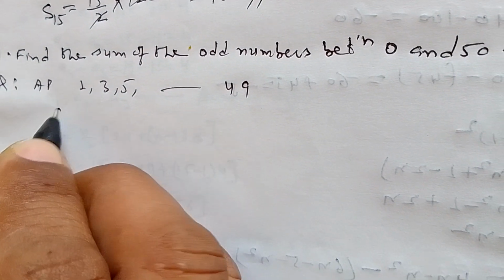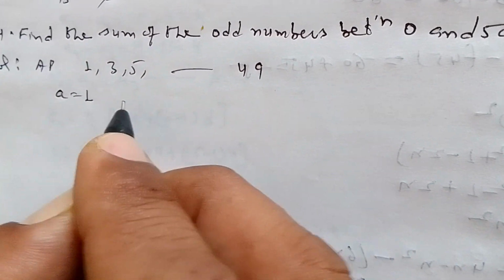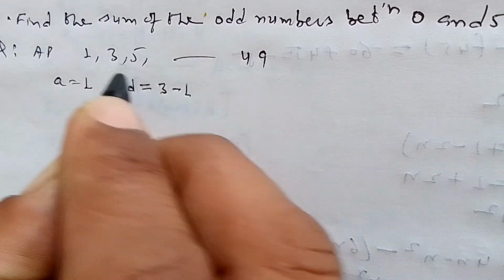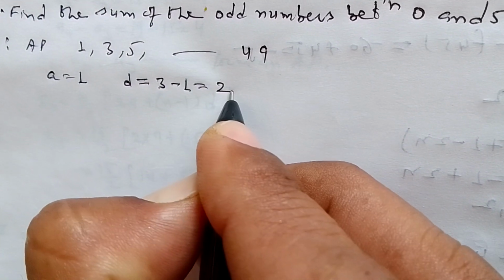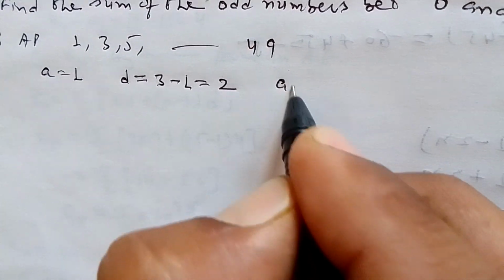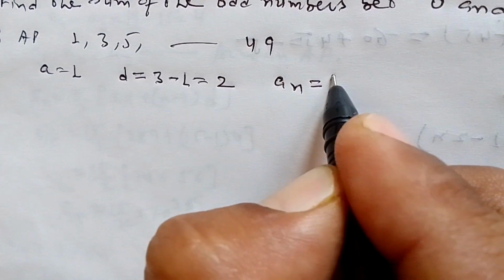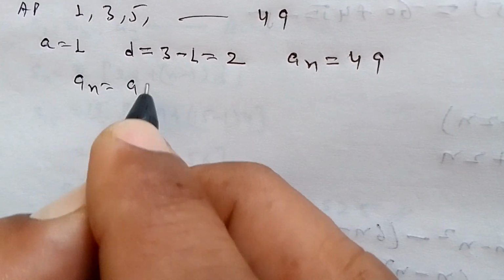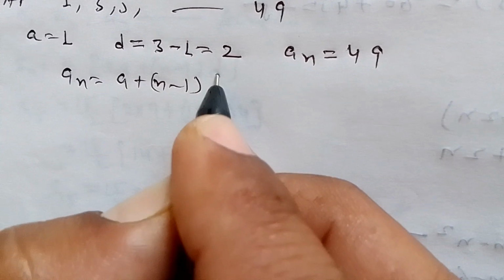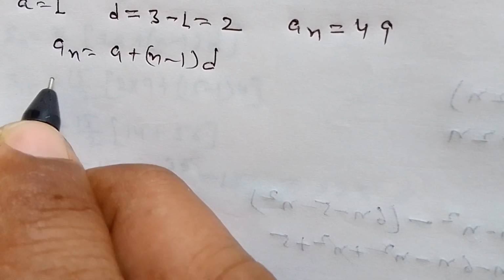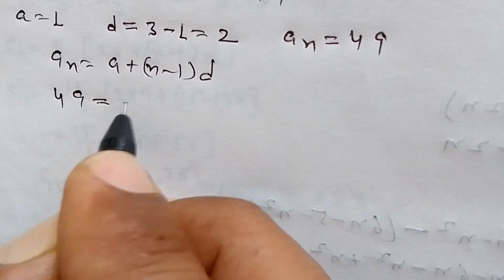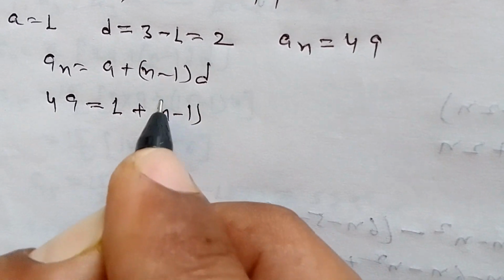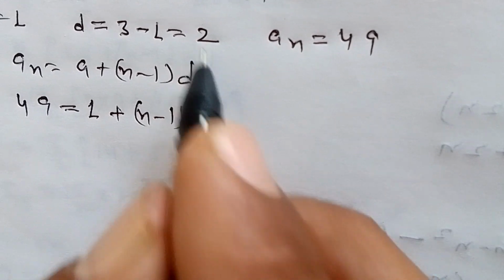So here the first term comes out to be 1 and the common difference d comes out to be the second term minus the first term, 3 minus 1 comes out to be 2, that is the common difference. And an, the last term, comes out to be 49. So we will use the formula here, an = a + (n - 1)d. By putting the value of an as 49, it will be 49 = 1 + (n - 1) times 2, where we have to calculate the number of terms n, and the common difference d we have calculated as 2.